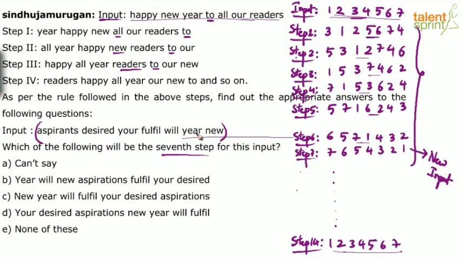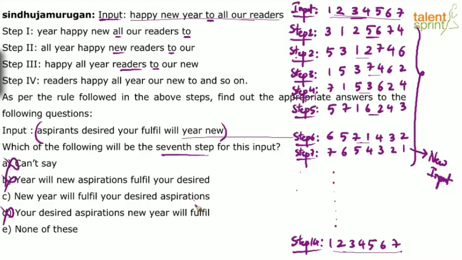The reverse of this: new year will fulfill your desired aspirants. This is easier to remember. This is like a proper statement, right? So we can't say it is wrong. We can say it should start with new: new year will fulfill your desired aspirations. Now, strictly speaking, C also is wrong because aspirants has become aspirations.